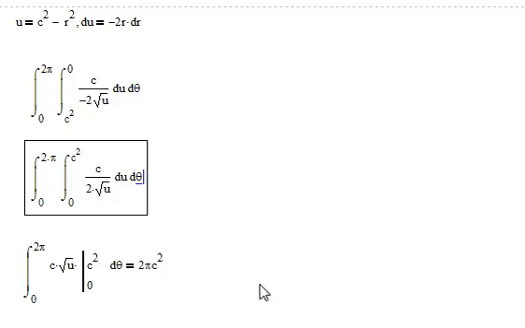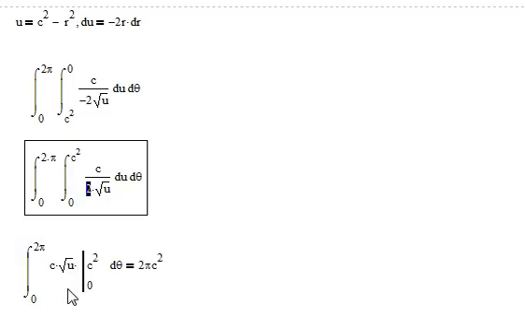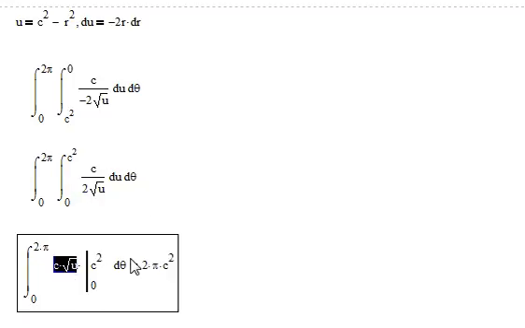Integrating with respect to u, keep in mind that's u to the negative 1/2, so add 1 to that, you get u to the positive 1/2, in other words, square root of u, and then divided by 1/2, which is multiplied by 2, which cancels this out. So we get c times the square root of u going from 0 to c squared. When I put in 0, of course it's an obvious one, when I put in c squared for u, the square root of u, I get c.